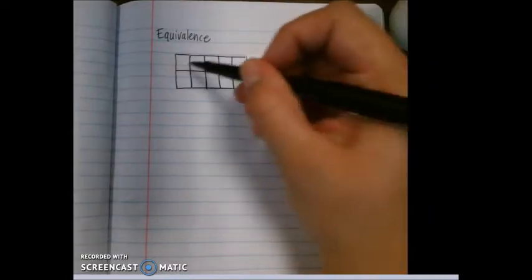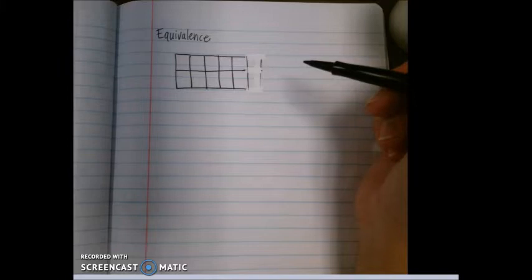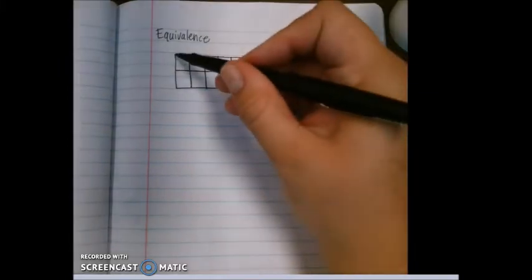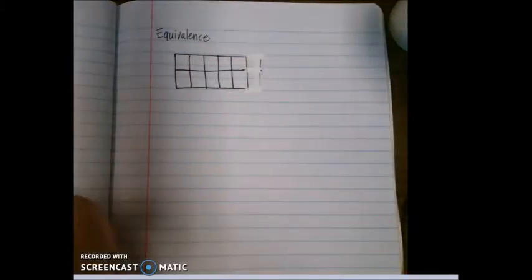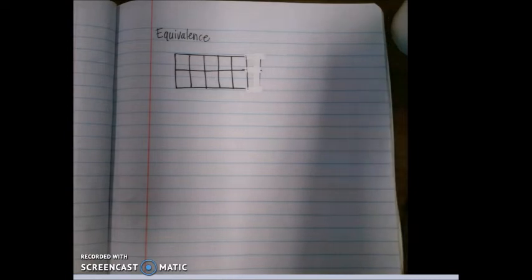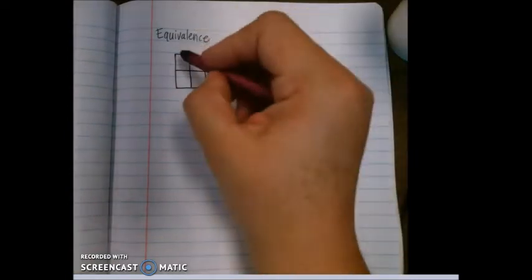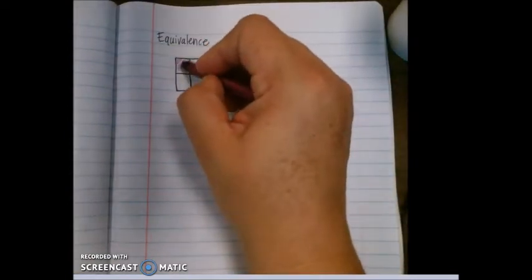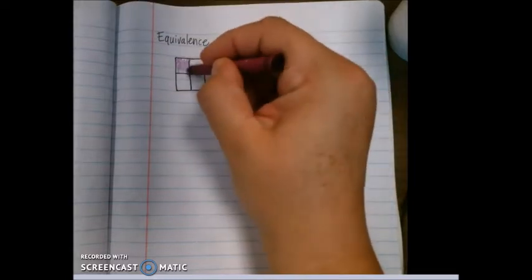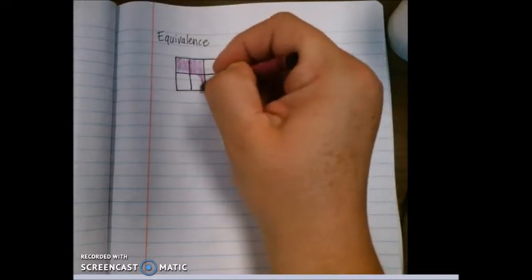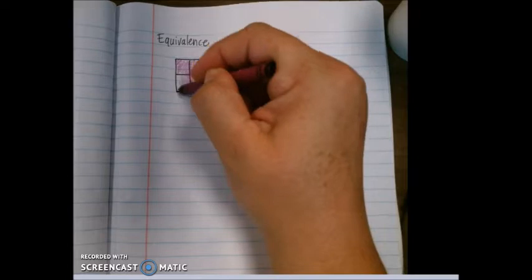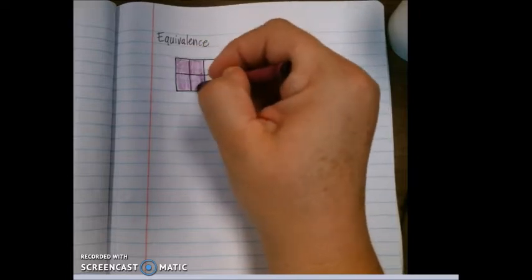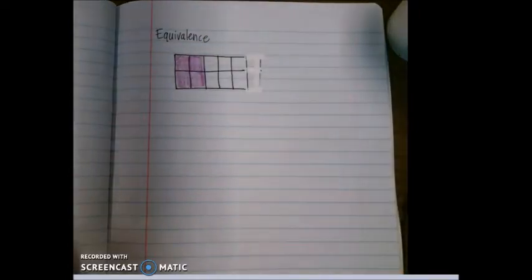So I have a situation here where I have divided my whole rectangle into 10 equal pieces. I am going to color 4 of them, and nobody's writing anything right now. I just want you to watch me. I'm going to ask you some questions. So now that I have shaded 4 squares, what fraction have I got shaded right now?